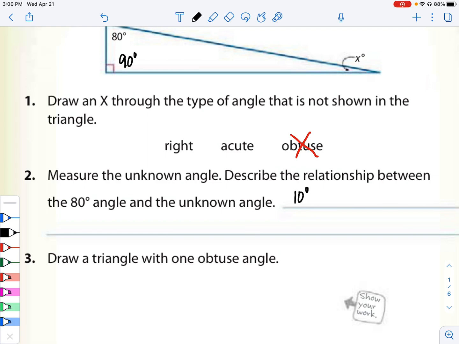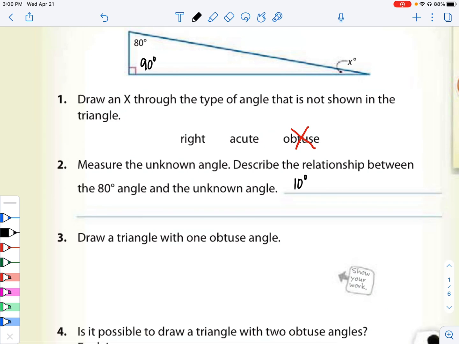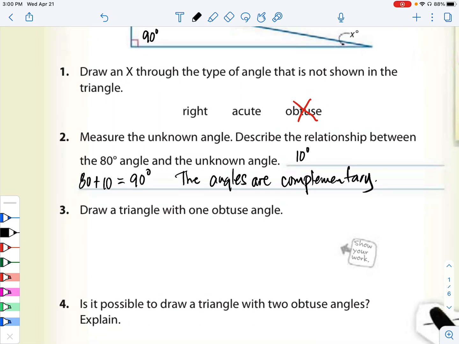So the second question: describe the relationship between 80 degrees and the unknown angle. Since 80 degrees plus 10 degrees equals 90 degrees, the angles are complementary. Remember what complementary angles are: complementary angles are angles that have a sum of 90 degrees.